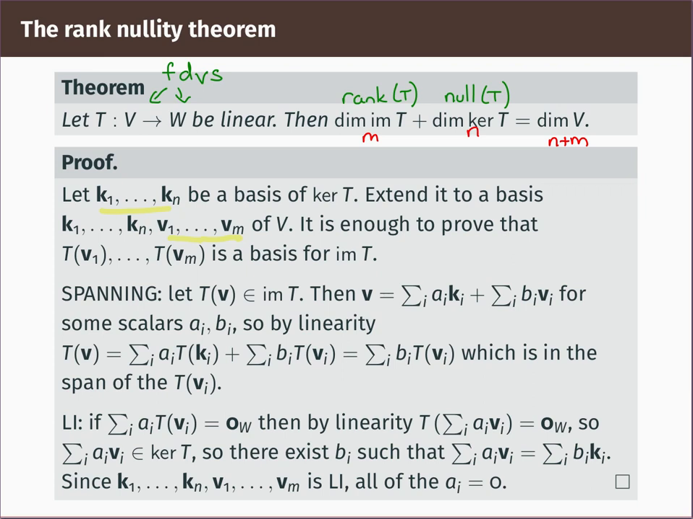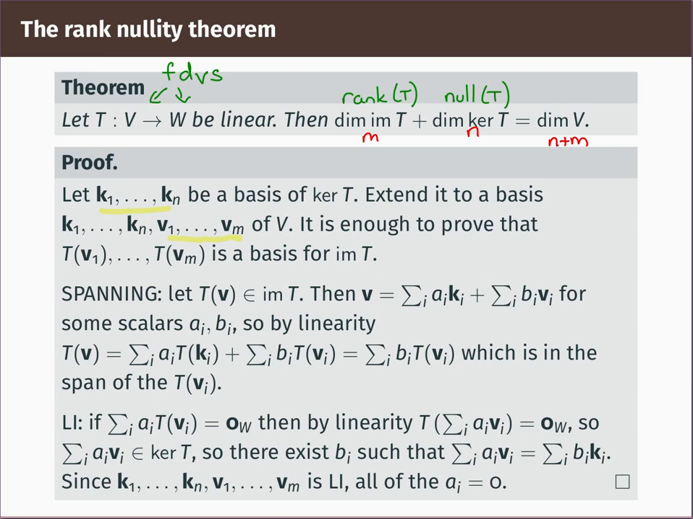We have to verify that T of V1 up to T of Vm in this notation is a basis for the image of T. So we have to prove that that sequence of vectors is a spanning set for the image of T and is a linearly independent sequence. I said spanning set, I should have said spanning sequence.